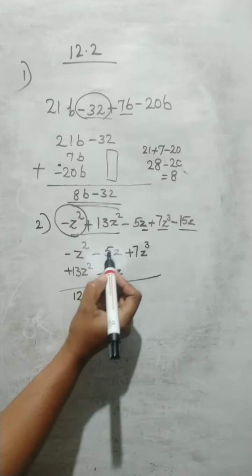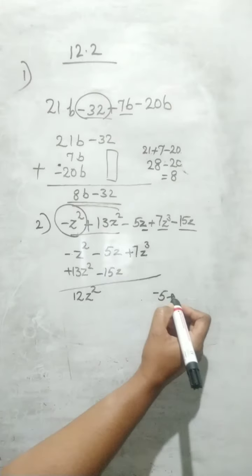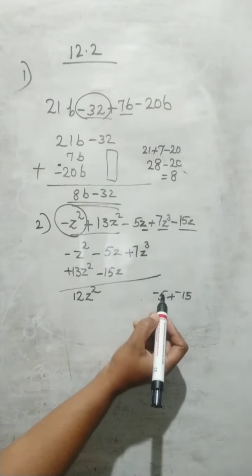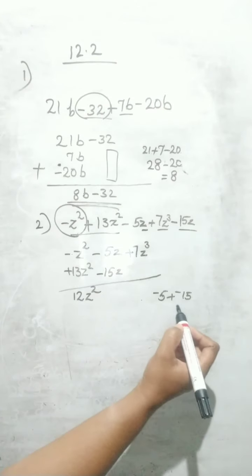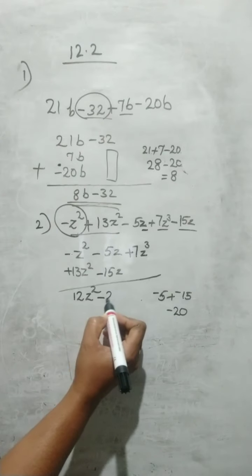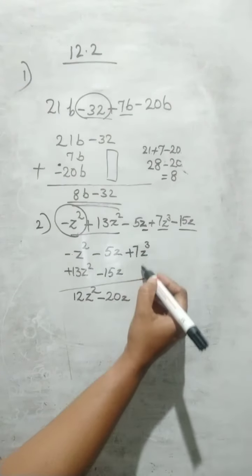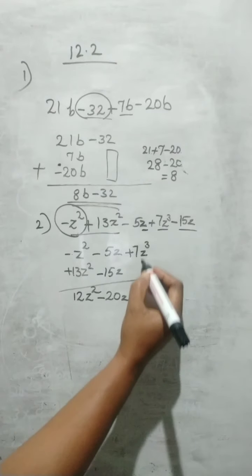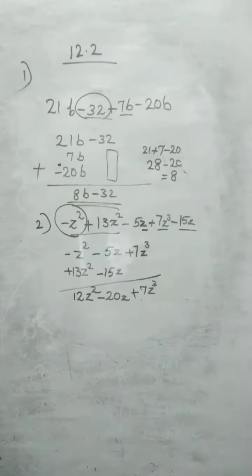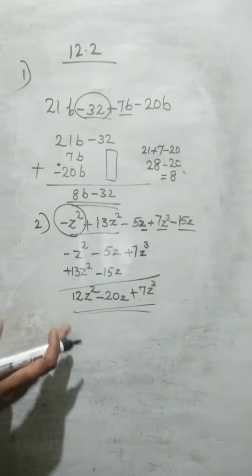Next one, negative 5 and negative 15. We have to add these two. Same sign, so 5 plus 15 is 20. The sign will be negative. So negative 20z. Then plus 7z cube. Only one term is there. We can write it as it is here, or we can order it.